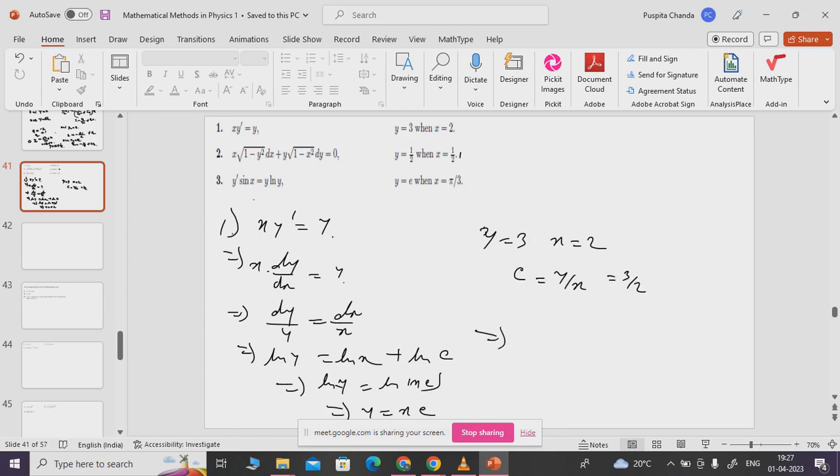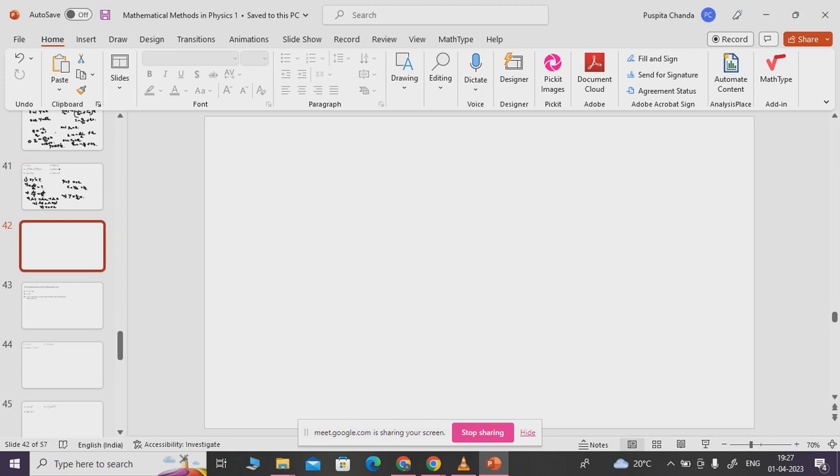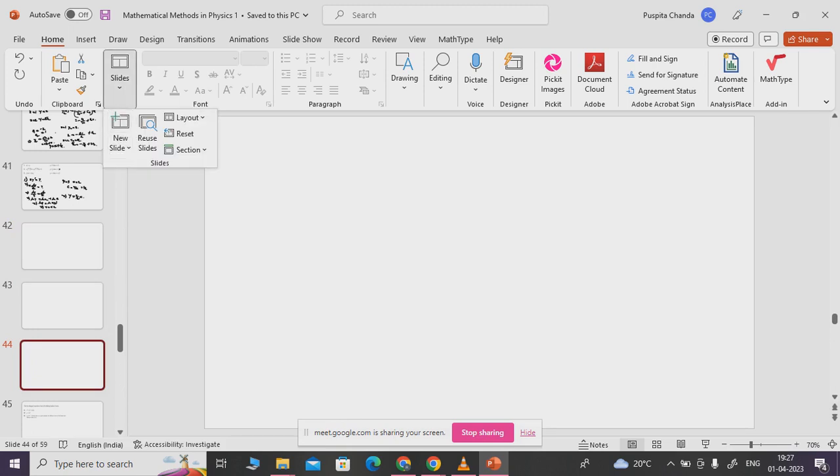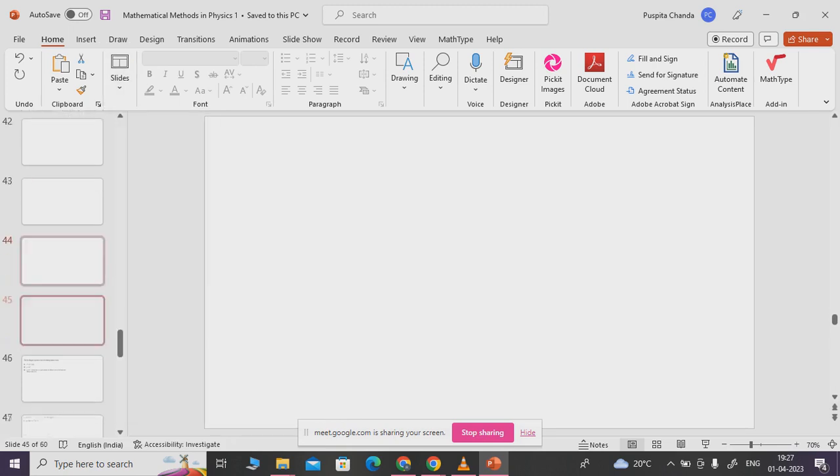Here a condition is given: y is equal to 3 when x is equal to 2. So c is equal to y by x, which is 3 by 2. So the solution is y is equal to 3 by 2 x. Now the second question.